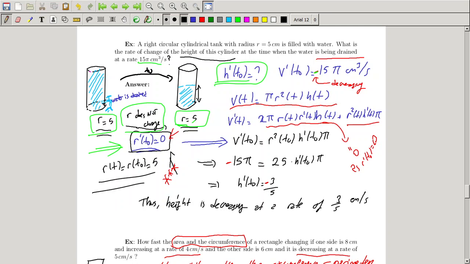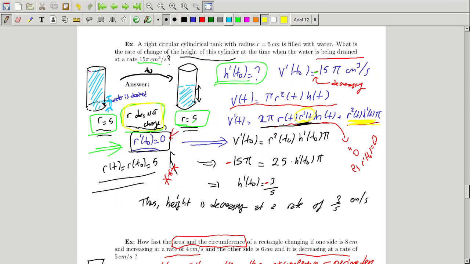Everything is given, so if you take the derivative of π r squared h(t), derivative of the first one: 2 times r' times h, plus derivative of the second one times the first one: r squared h'(t) times π. But r' exists here, so this term will be 0 because of the statement that I have written here. And we have just the last term, that one.